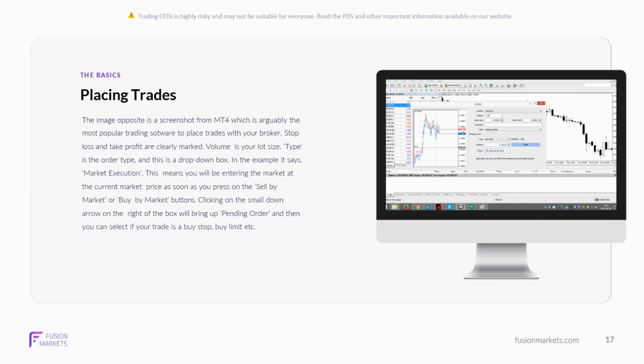When you are placing a trade, you are probably going to do it on a piece of software called MT4 or MT5. MT4 stands for MetaTrader 4. MT5 is the latest updated version of MT4, called MetaTrader 5. And yeah, you'll probably be using one of those two as they are the most popular pieces of trading software. So what I'm going to do is make this box a little bit bigger. I think I have a screenshot of it here.